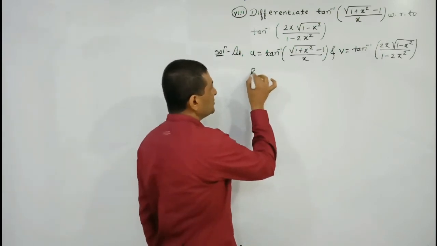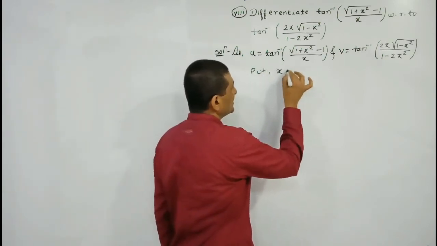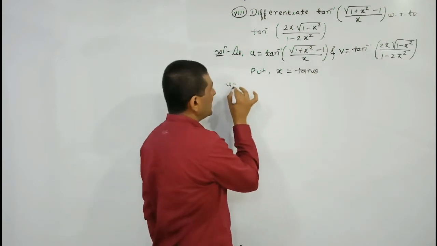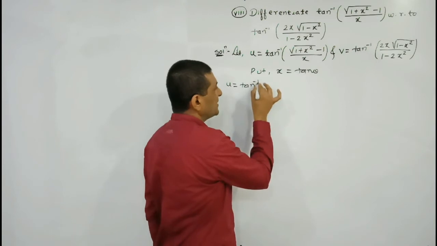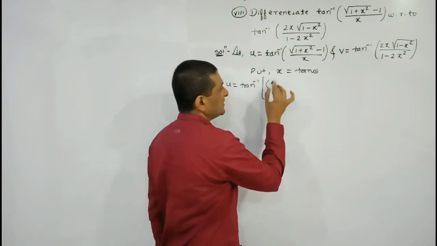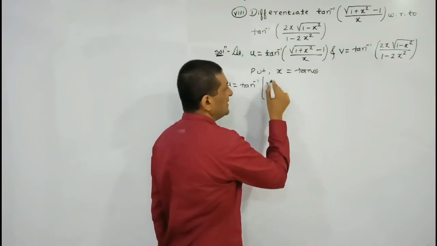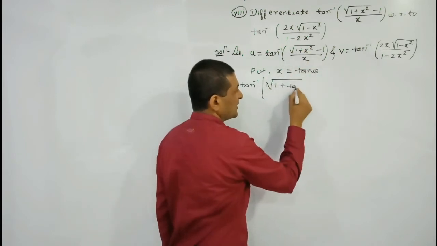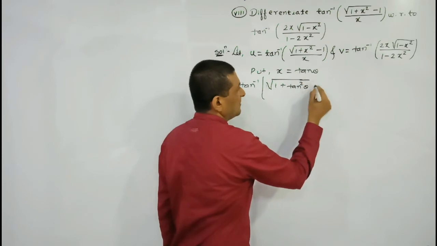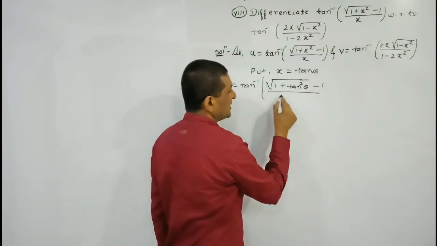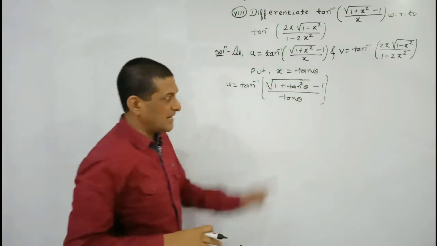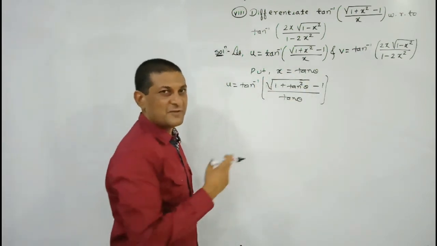Here we are substituting, what is our substitution, x is equal to tan theta. Let us substitute x is equal to tan theta and see what we will get. So u will become tan inverse of, here under root 1 plus, replace x by tan theta. So x square means tan square theta, minus 1, keep it as it is. In the denominator also replace x by tan theta. Let us simplify it, and later on we will simplify v also.